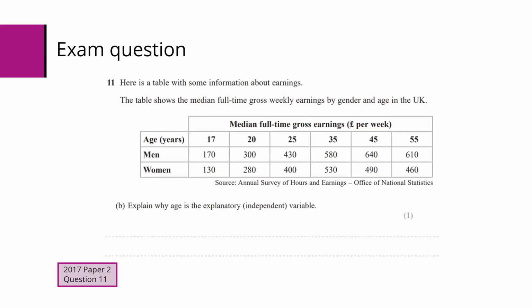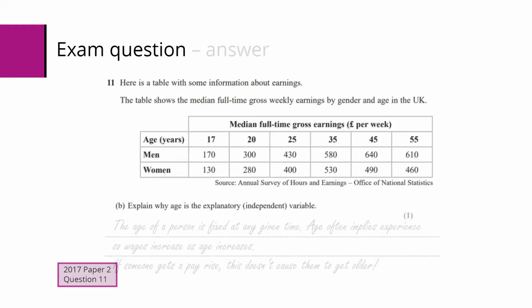So here's a regression exam question. It's a table with some information about earnings, and the table shows the median full-time gross weekly earnings by both gender and age in the UK. And we're asked to explain why age is the explanatory or independent variable.